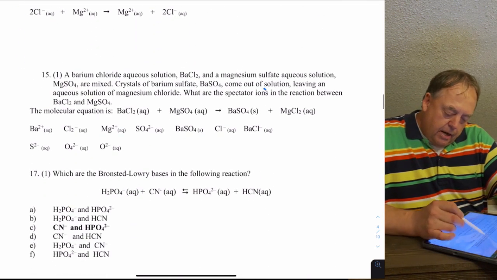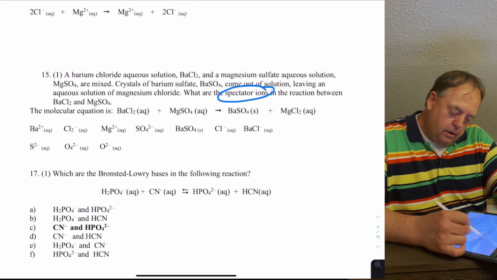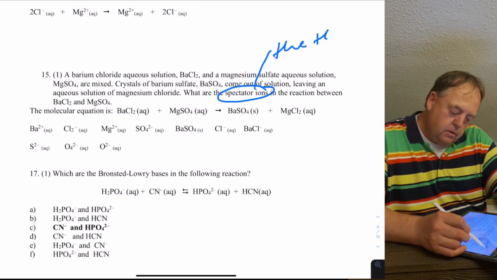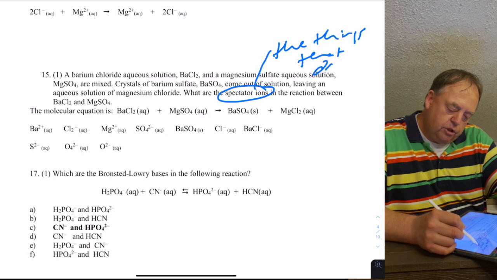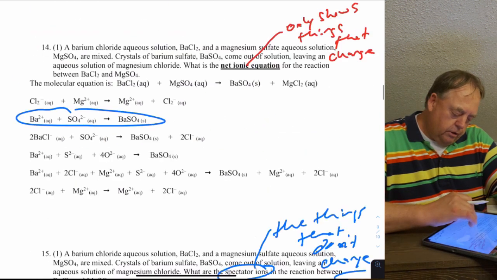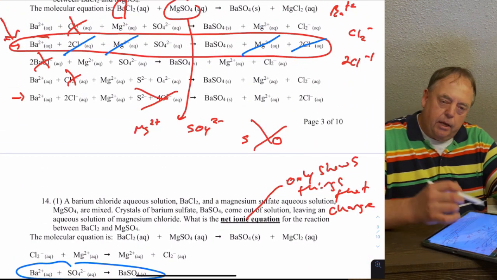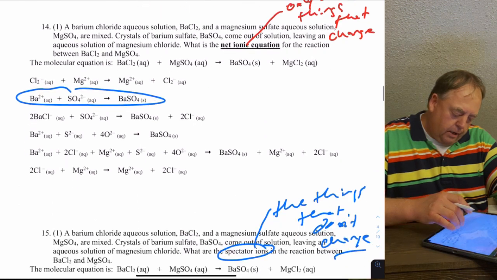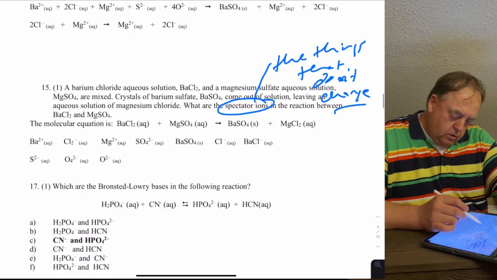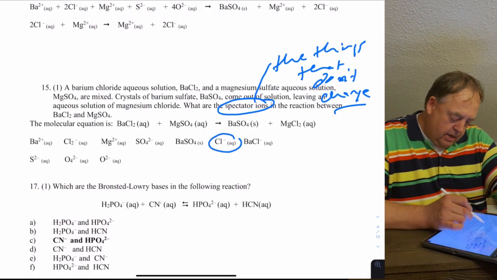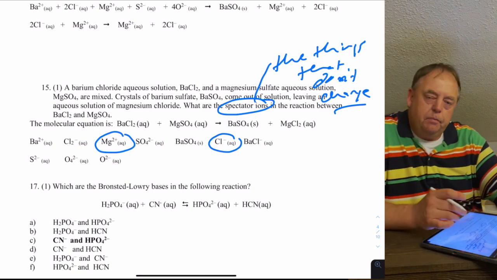And then the spectator ions are the things that don't change. So what did not change in this equation is the things we canceled out, the magnesium and the chloride. So Cl minus and magnesium 2+ are the 2 spectator ions.